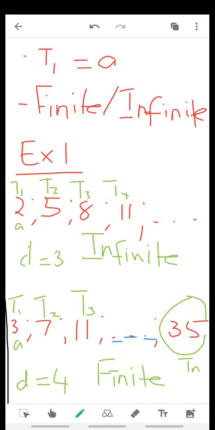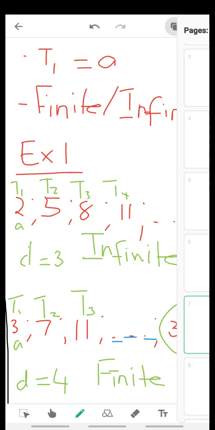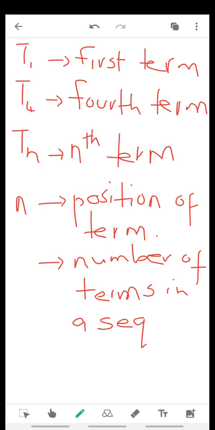Is this a finite or infinite sequence? It is finite because we know where it is ending. It ends at 35. If we were to expand and check, then we would know how many terms are there in the sequence. By the way, 35 we said represents Tn. Okay, well done. Now, we've already spoken about that. T1 is the first term, T4 is the fourth term, Tn represents the last term, which is the nth term.